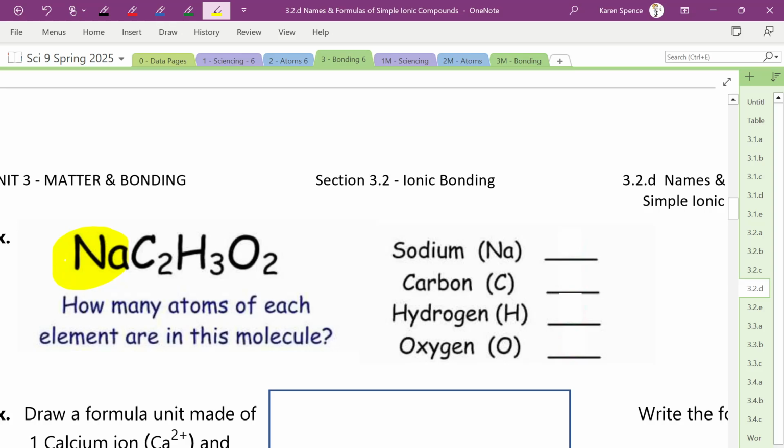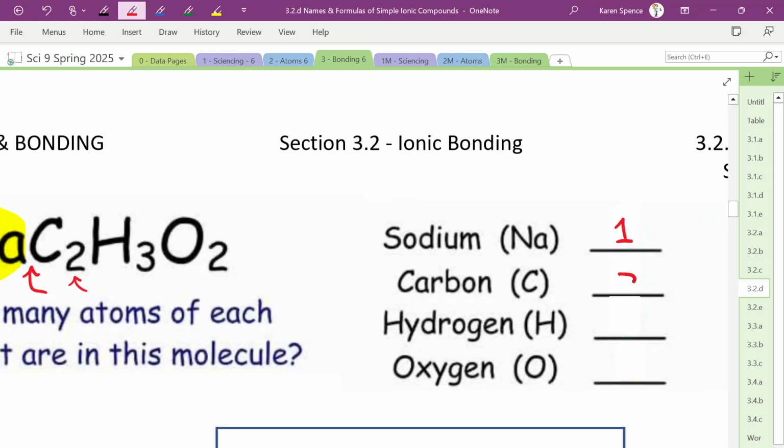How many Nas do we have? Because there is no number there, we have 1. How many carbons do we have? Everybody, how many carbons? Carbons are 2. How many hydrogens? 3. How many oxygens? 2.